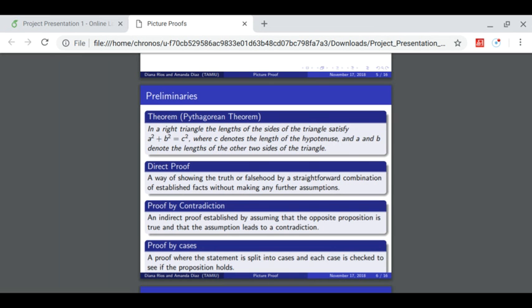Proof by contradiction: an indirect proof established by assuming that the opposite proposition is true, and that the assumption leads to a contradiction. Proof by cases: a proof where the statement is split into cases and each case is checked to see if the proposition holds.